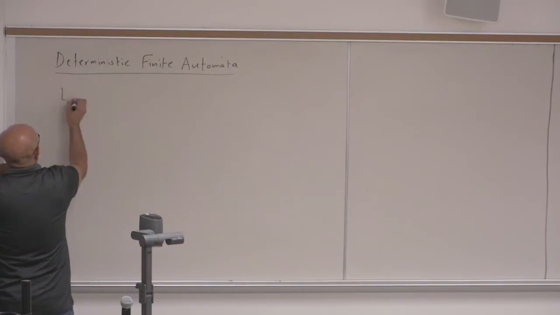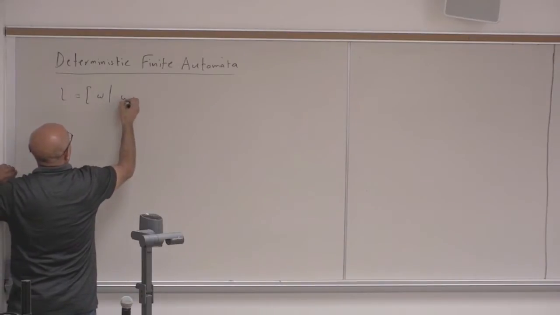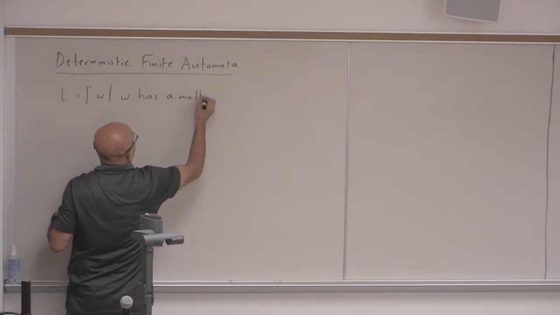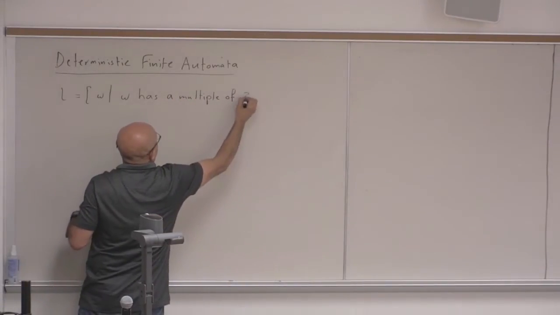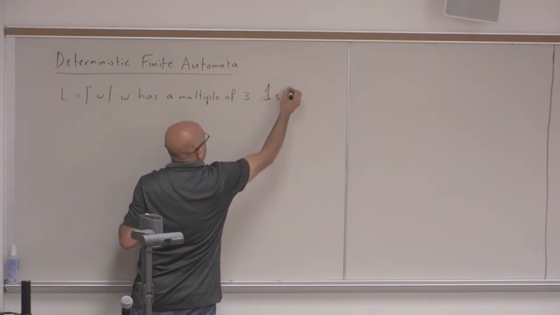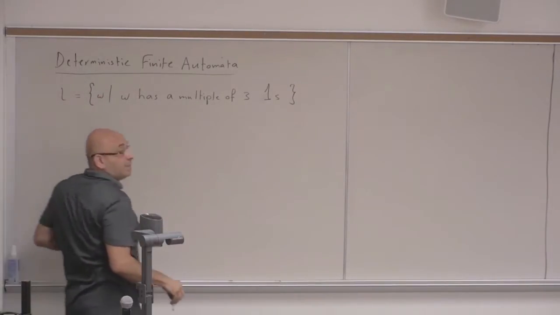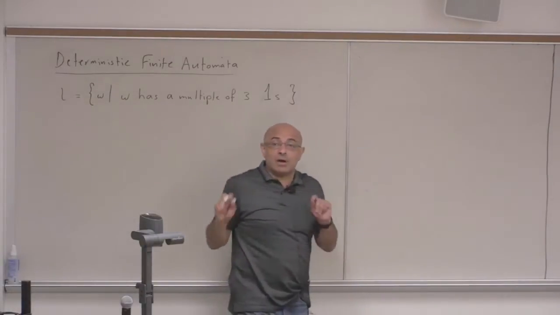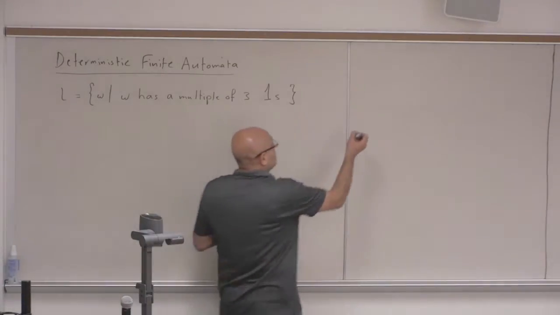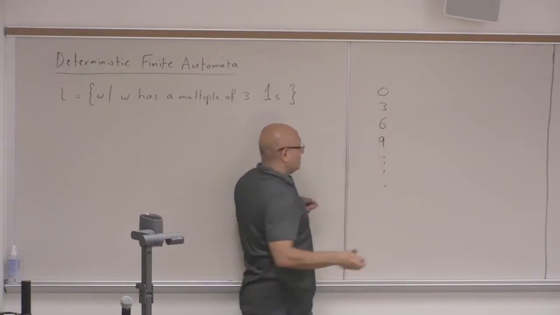Okay, so let's give another example. Let's look at this language L, the set of strings W such that W has a multiple of 3 ones. So we would like the number of 1s in a string to be a multiple of 3. So the number of 1s should be 0, 3, 6, 9, etc.